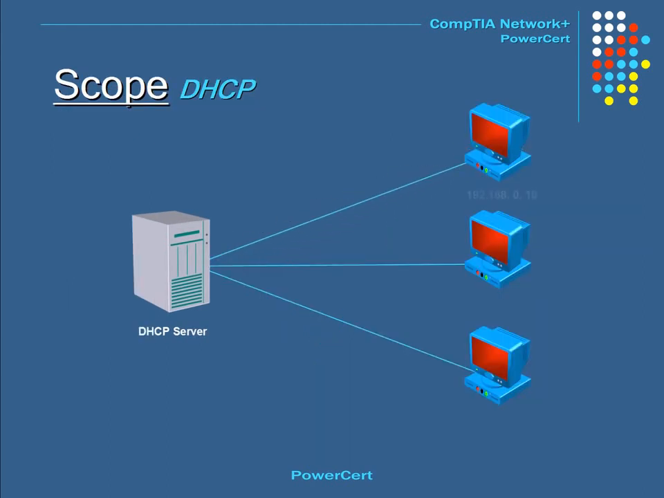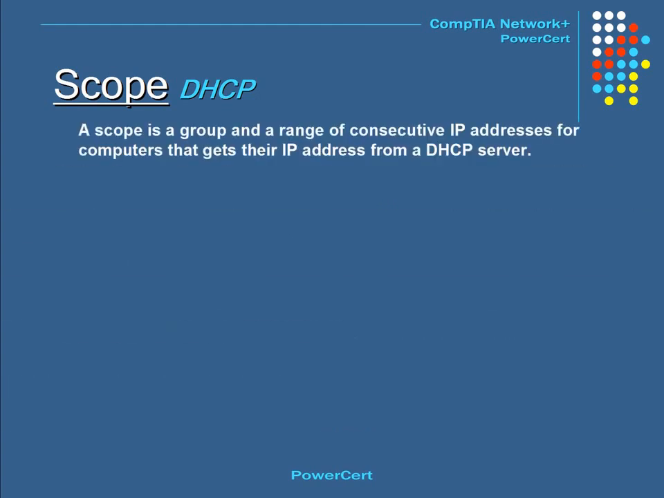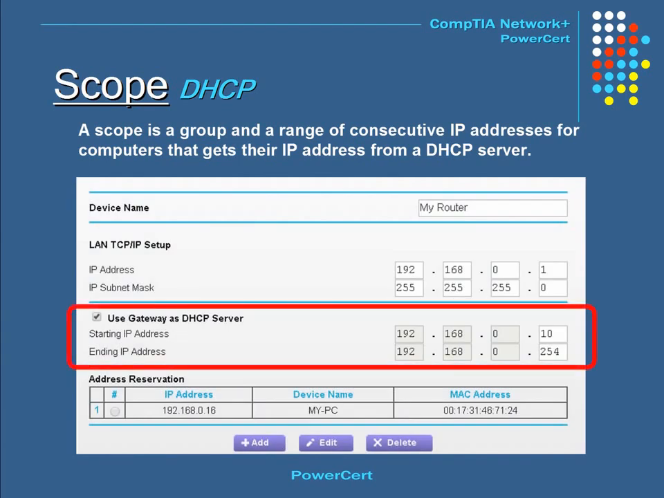A DHCP server assigns IP addresses to computers on a subnet from its scope. Now, a scope is a group and a range of consecutive IP addresses for computers that automatically get their IP address from a DHCP server. So, for example, here we see a scope of IP addresses from a DHCP service that's built into a Netgear router. The range starts with this IP address and ends with this IP address. These values can be customized to either increase or decrease the range.